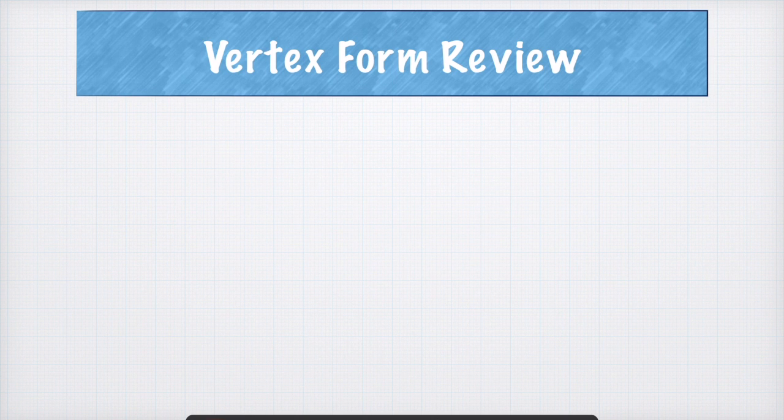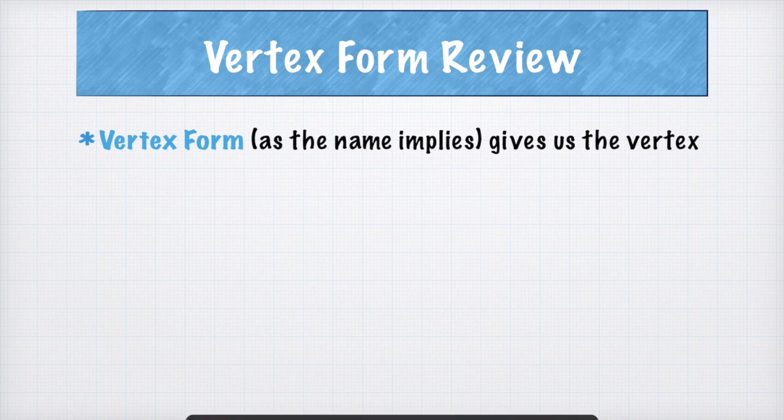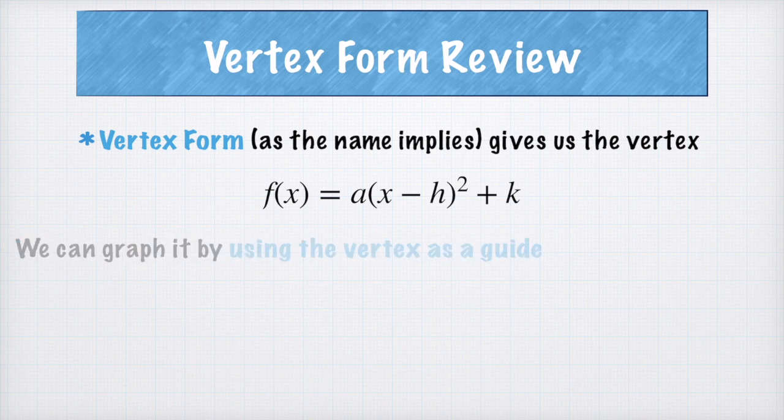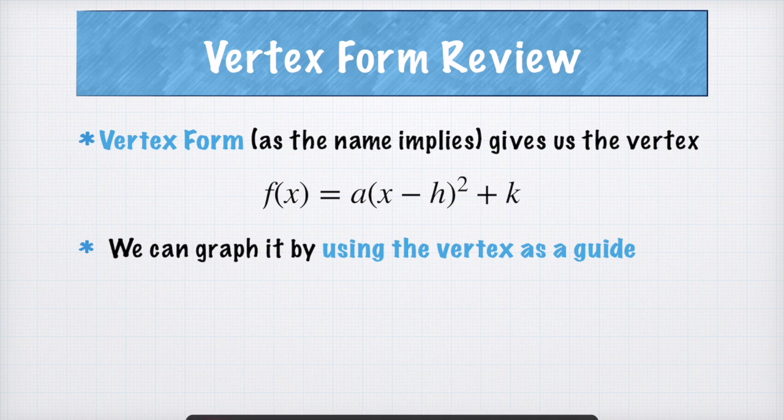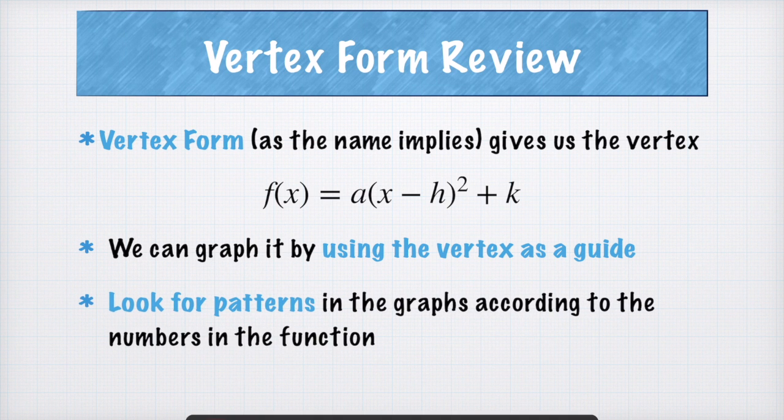Now let's go over vertex form really fast. Remember that vertex form gives us the vertex, hence the name. And it's of the form f of x is equal to a times (x minus h) squared plus k. We can graph it by using the vertex as a guide, as well as a couple of other things, and we're going to look for patterns in the graph. If you haven't already found these patterns, go back to the lesson 3.3 video. It'll talk about that and review vertex form before you start on this.